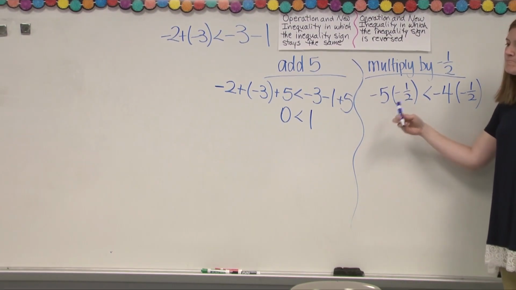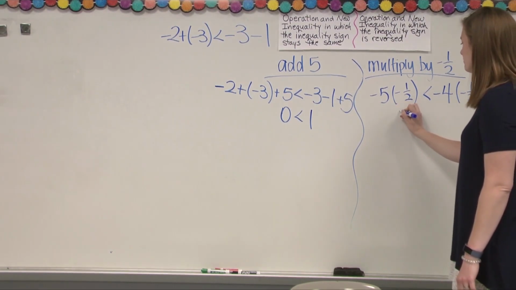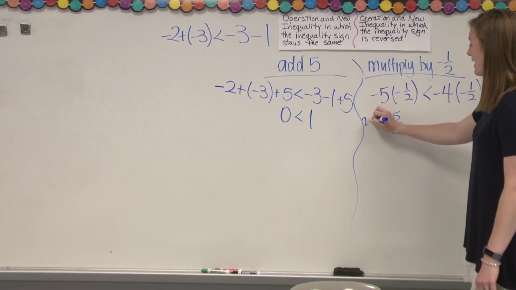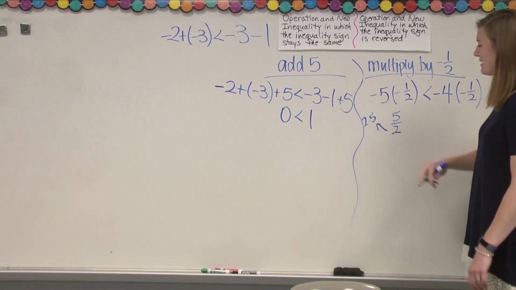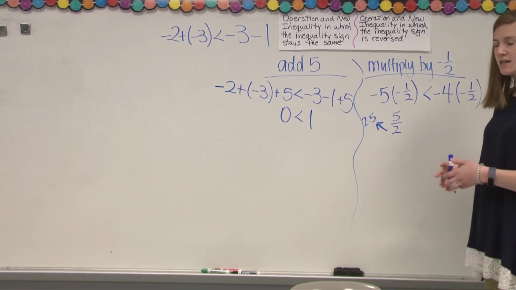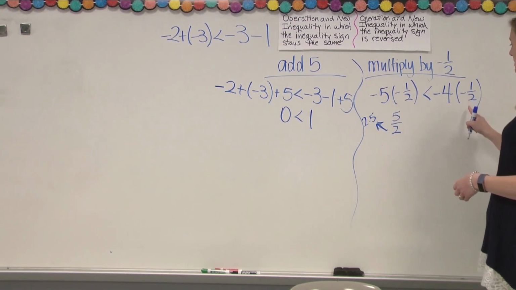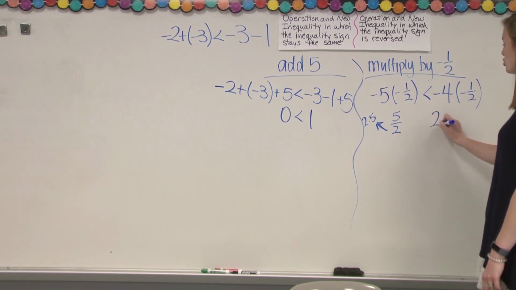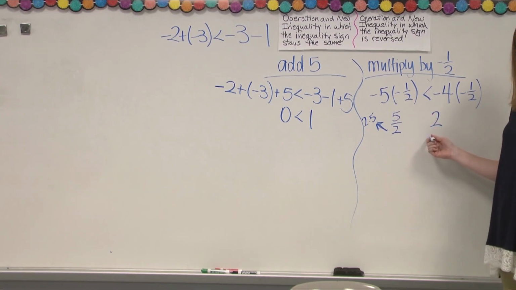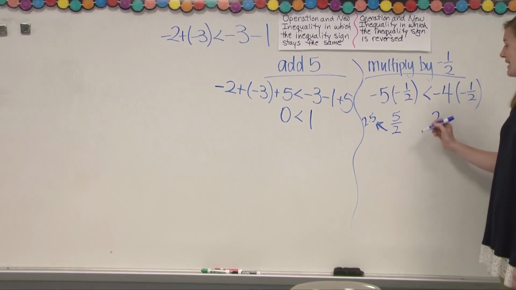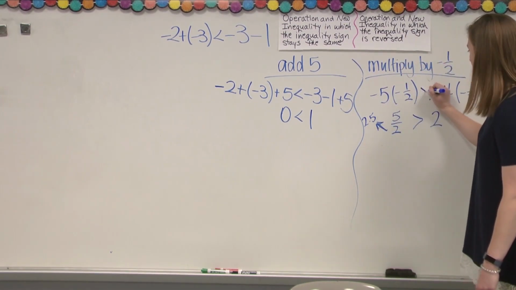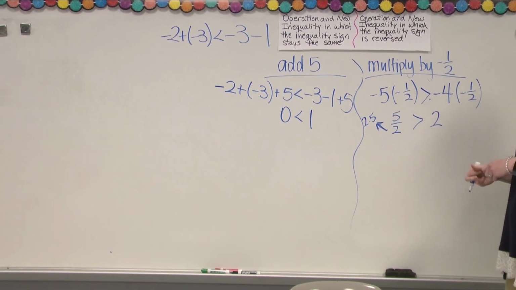So negative 5 times negative 1/2 is positive 5 over 2, which is the same as 2 1/2, if you like to think about it that way. However you feel more confident about that, 5/2 or 2 1/2, same thing. And then negative 4 times negative 1/2 is 2. So is 2 1/2 or 5/2 less than 2? No, it's not. It's greater than 2.